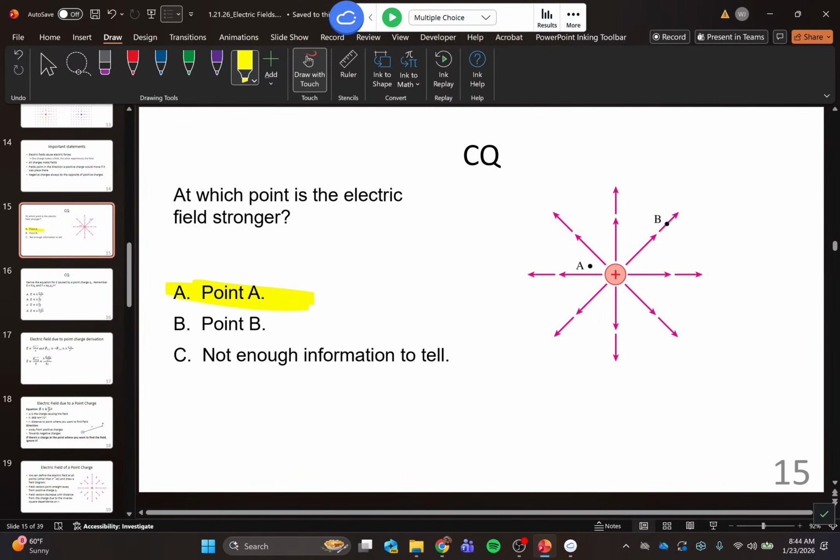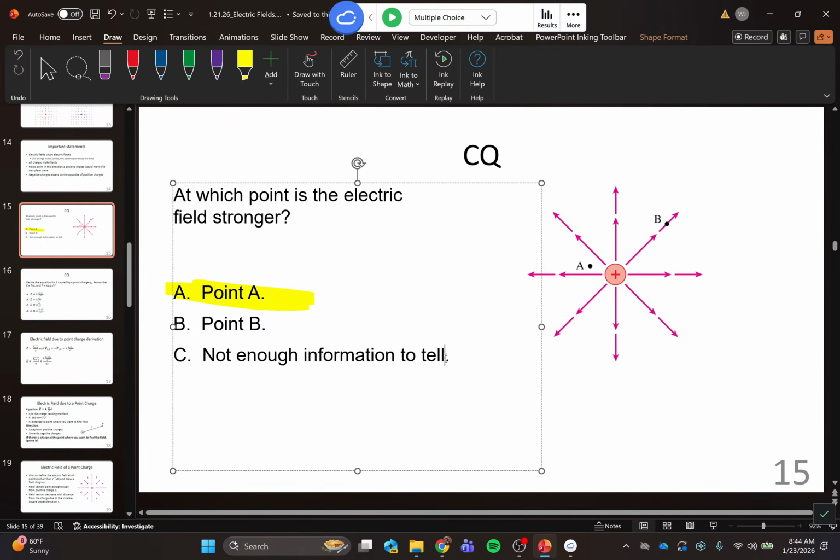All right, so it's point A. Why is it point A? It's closer. Here's the way you can also write this mathematically. I'm going to have to do some typing here. So remember that E equals F over Q. If I put a pretend charge there, let's just make the value 1, at point A and a pretend charge at point B, the exact same charge, the one that experiences a stronger force is in a stronger field.